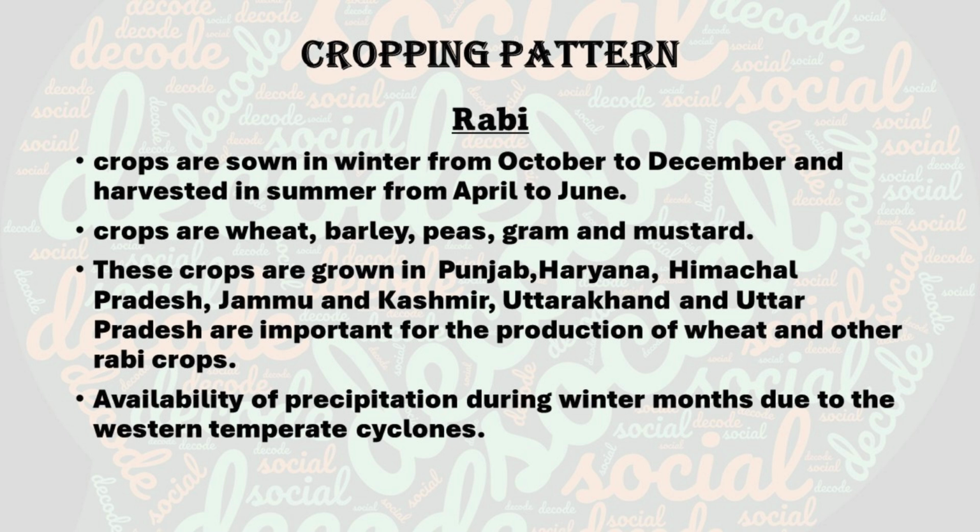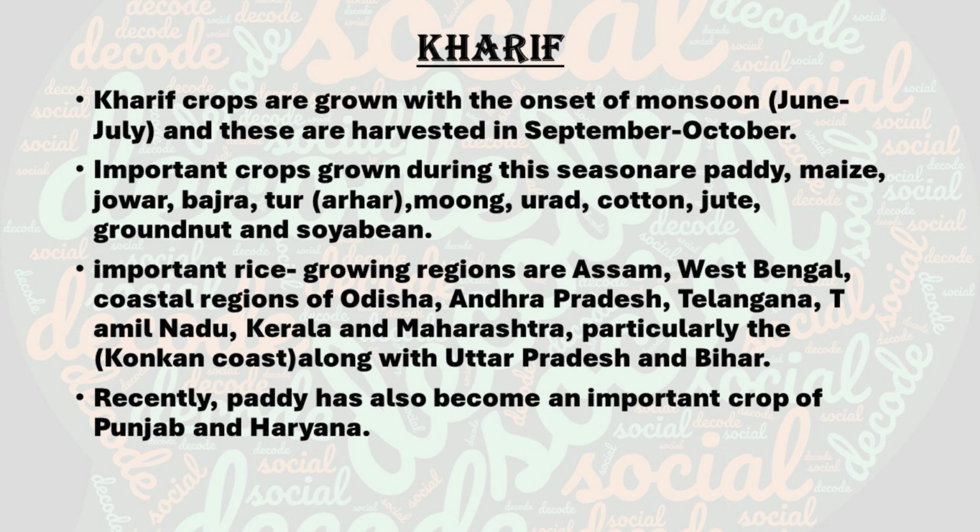The next is about the Kharif crop. Here it is sown with the onset of monsoon, which means from June to July. It is harvested between September and October. It requires a warm and wet climate. The crops grown in this Kharif cropping season are rice, maize, millet, cotton, jute, sugarcane, soya bean, and groundnut. They are grown in states like Assam, West Bengal, Odisha, Maharashtra, and coastal regions.